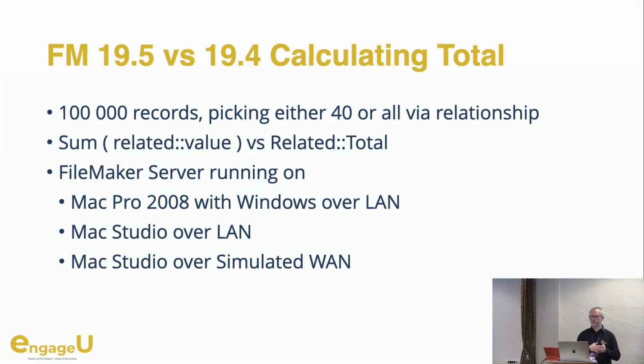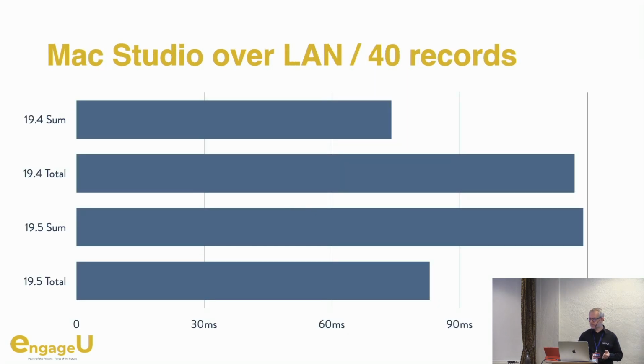One was the Mac Pro 2008 running Windows as a server, and I was connecting to it over the local network. The other one was the new Mac Studio over local network. And the third one was simulated WAN, where I used Apple's Network Link Conditioner to simulate a high latency network that you would get when hosting your server in a cloud.